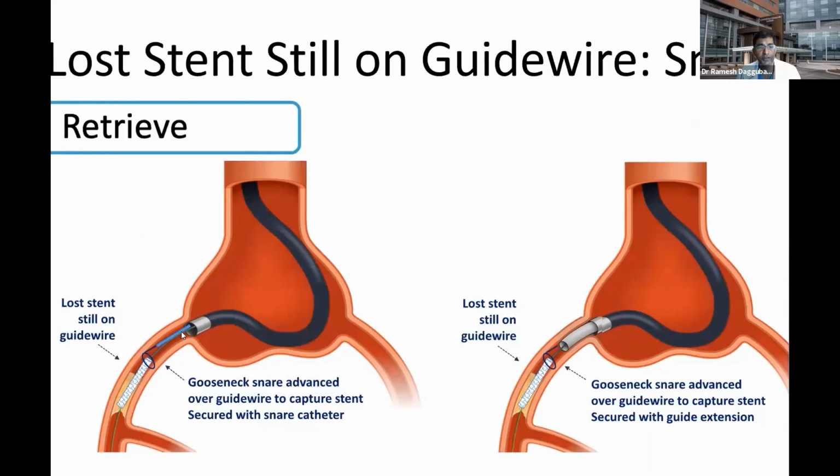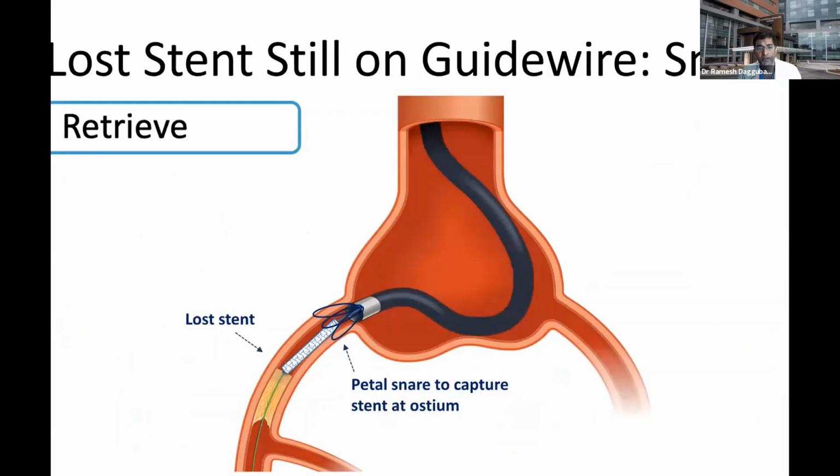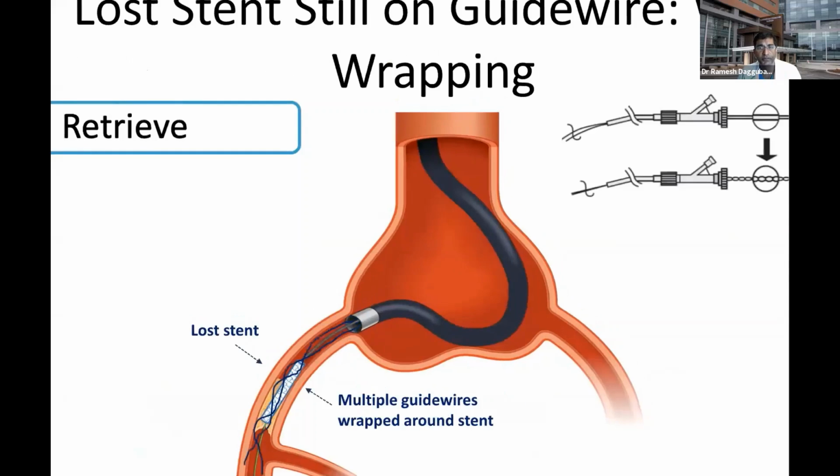And so that said, there are other ways of retrieving a lost stent which is still on a guide wire. You can advance the gooseneck snare or end snare or a homemade snare and try to pull it back with the stent and the wire by itself. And sometimes you can actually make a multi-level snare, petal snare, to capture the stent at the ostium. This is only useful for ostial places.